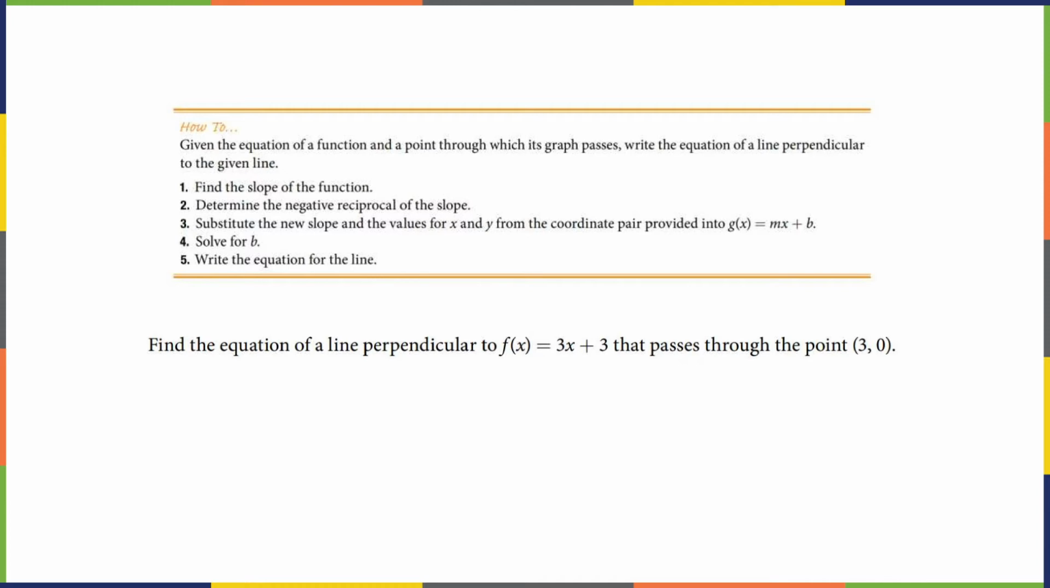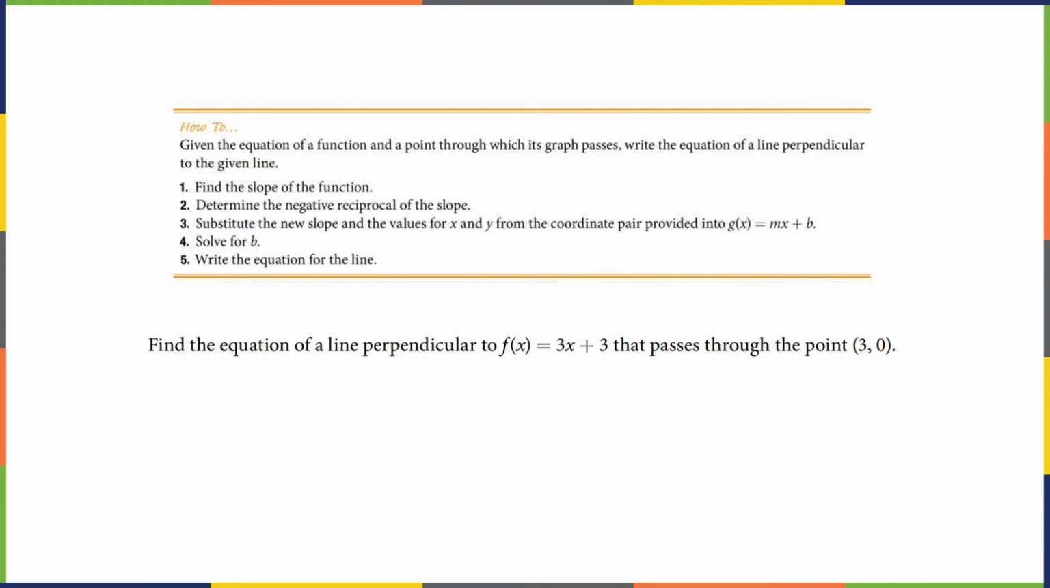Now, can we find an equation of a line that's perpendicular? Well, of course we can. So first of all, you're going to find the slope of the function, and then you're going to determine the negative reciprocal of the slope. So you take a look at what you're given, you find the new slope based off of that, and you use the point that you know in order to put it into one of our formats.